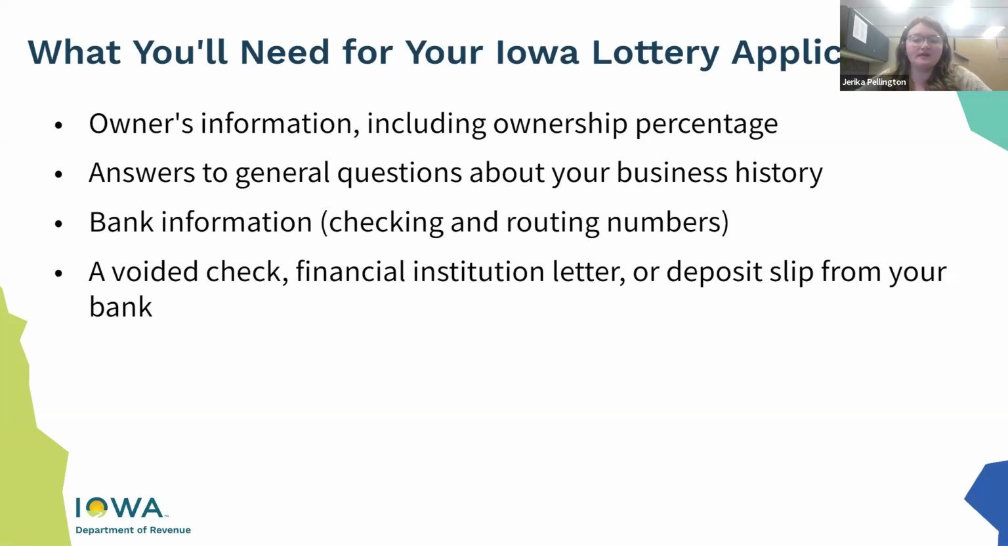The third one is your banking information, specifically your account and routing number. We will need that to do any of the checks that we do. And then lastly, you'll need to provide one of the following: a voided check, a financial institution letter, or a deposit slip from your bank. We'll walk through a little bit of what that looks like when you're actually attaching it. Having all of these items ready will make the application process a lot smoother and quicker for you.